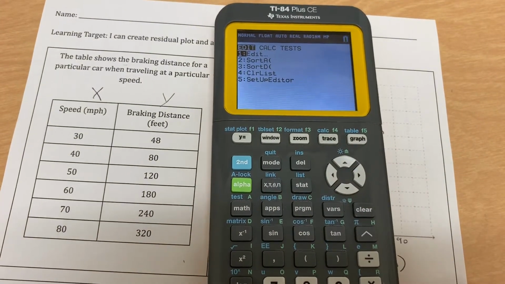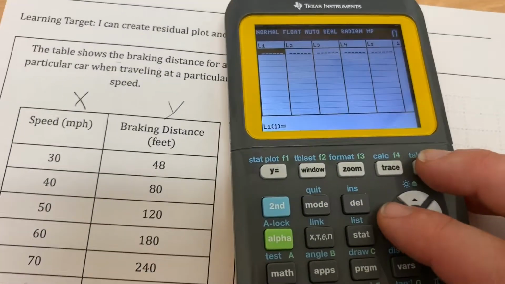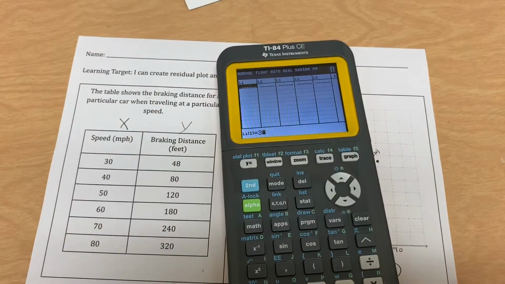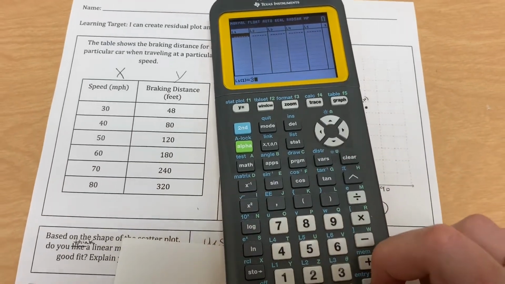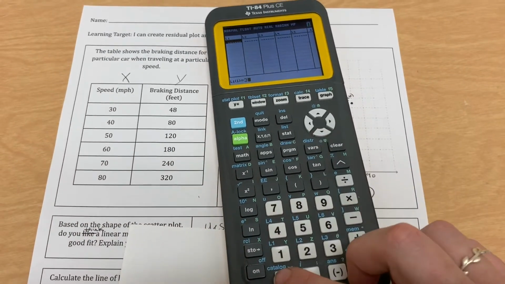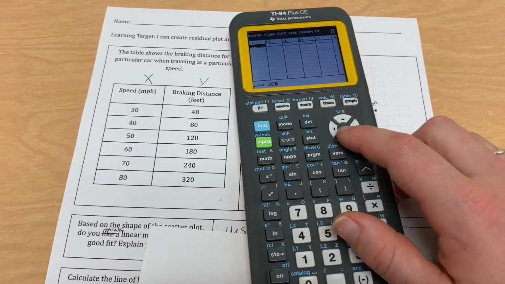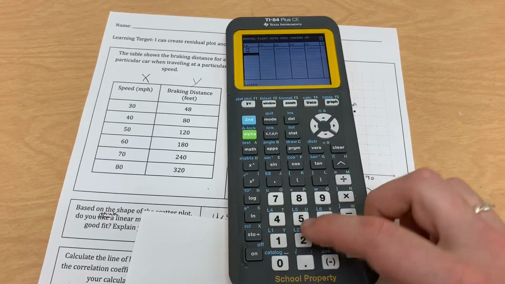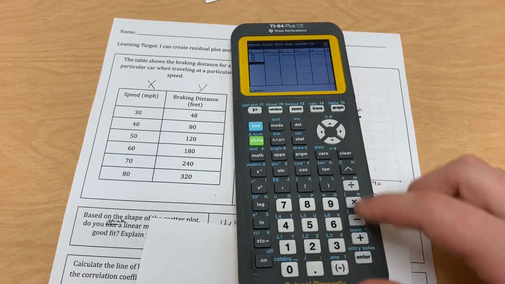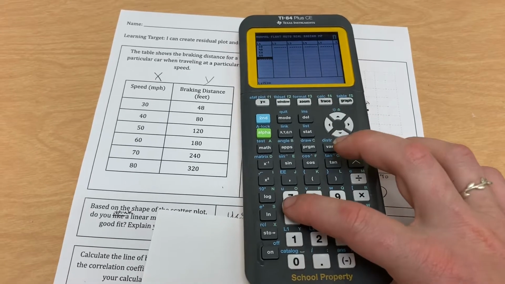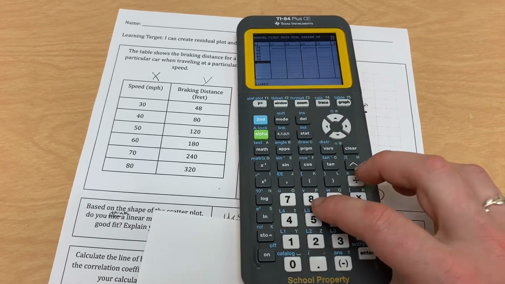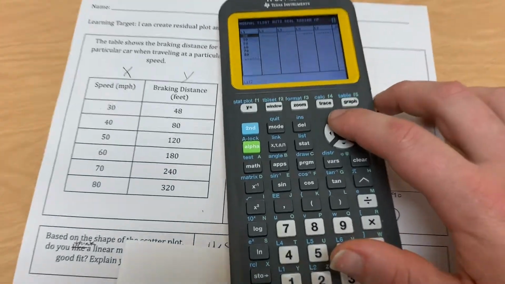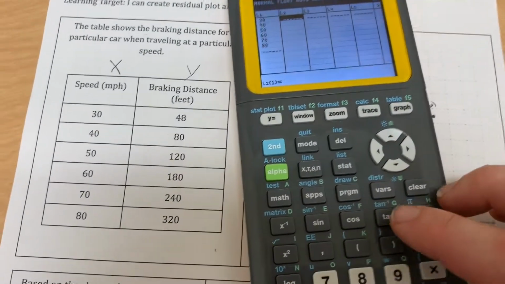Press stat. We're going to go to edit. We're going to edit these lists just like we did with our standard deviation. List 1 is going to be our x values. We're going to put our x values in here: 30, down, 40, down, 50, down, 60, 70, 80. That's it, right? It should be the same as on my chart.